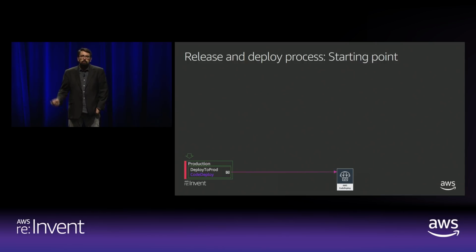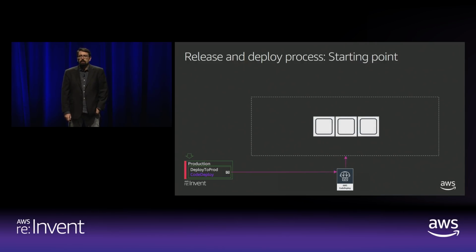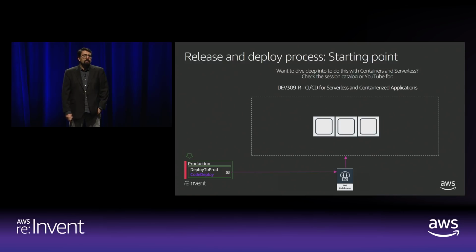We're going to use CodePipeline to push that deployment out to a couple of instances on EC2. For the sake of simplicity, we're going to be using EC2 today in our examples. If any of you want to learn how to do this with serverless technologies or containers, we've got another talk. I think we've already passed that, but it'll be recorded and it'll be on YouTube, so you can watch that.